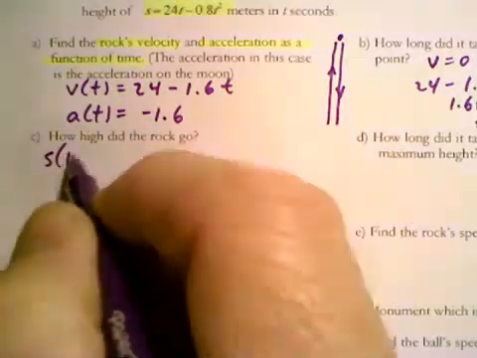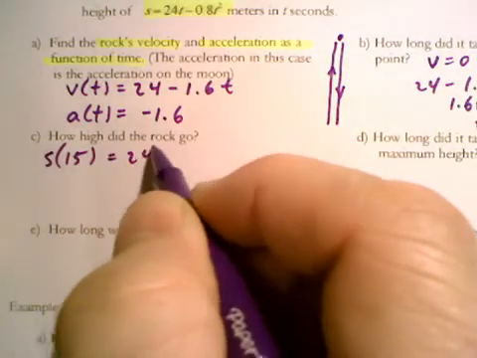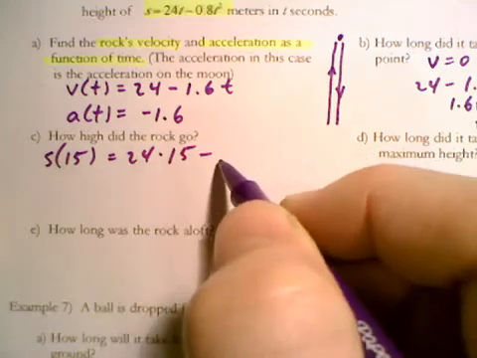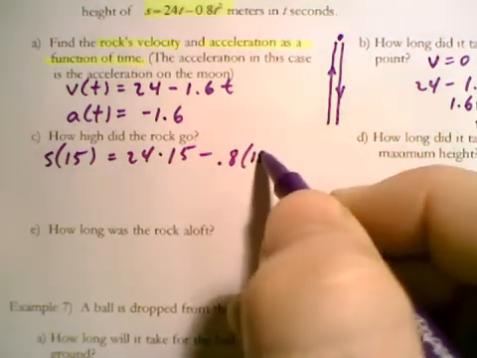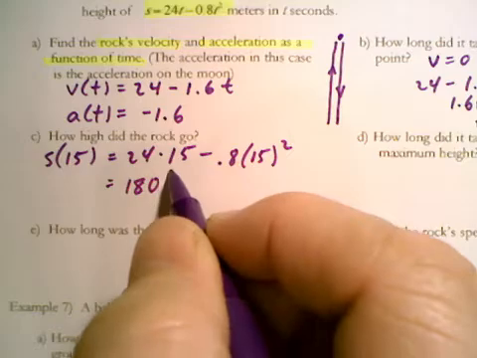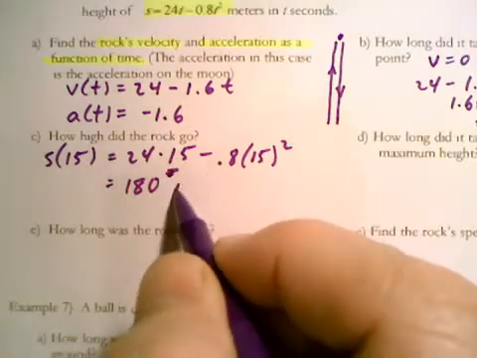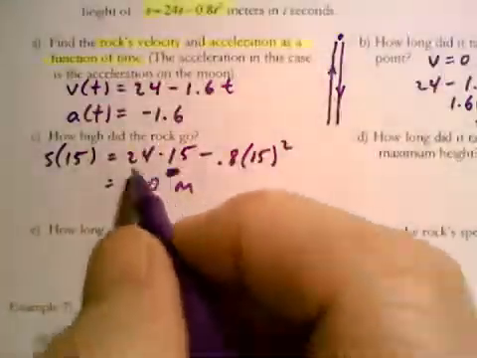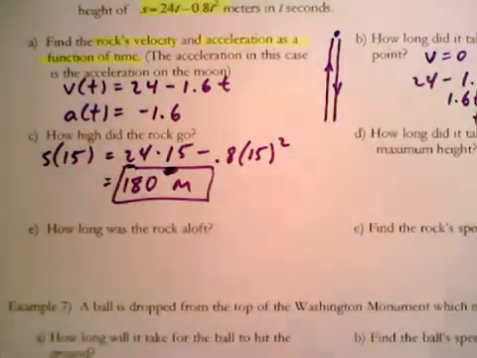Well, that's the position at 15, and the position at 15 would be 24 times 15 minus 0.8 times 15 squared. And what is that? Let me clear that. And we get 24 times 15 minus 0.8 times 15 squared. And that's 180, it's not feet, is it? It's meters. 180 meters. Okay, so if you throw a rock up into the air on the moon, it's going to go 180 meters up above you.